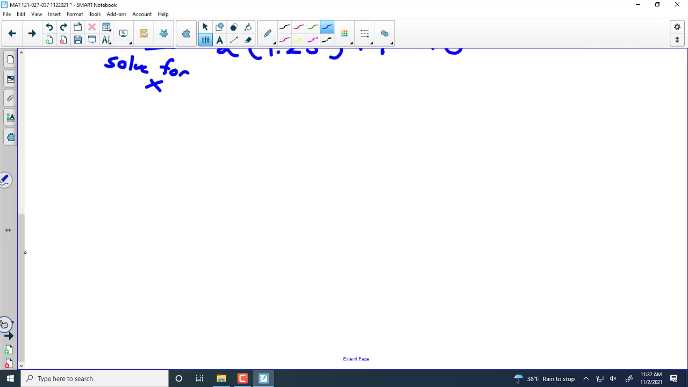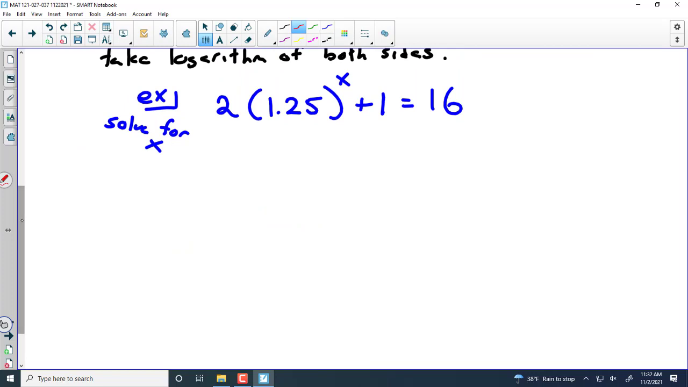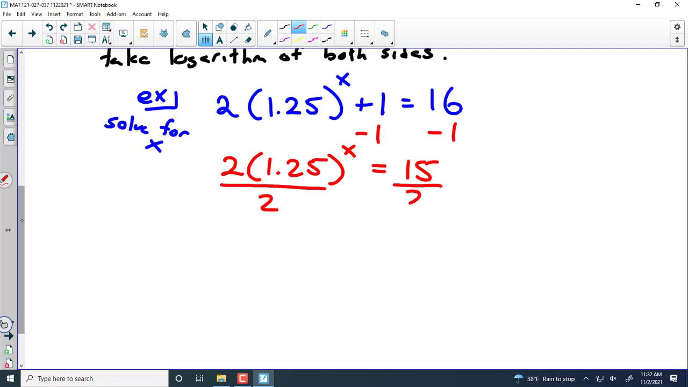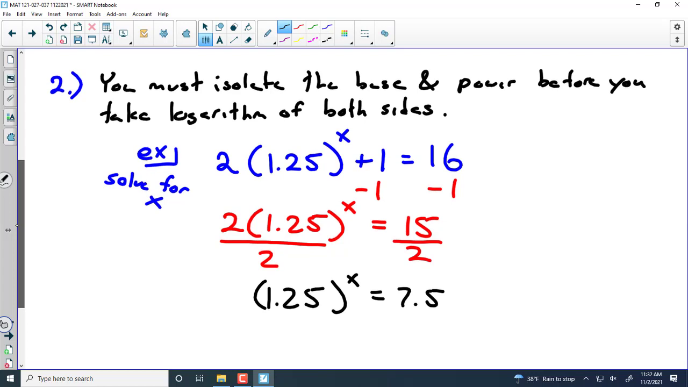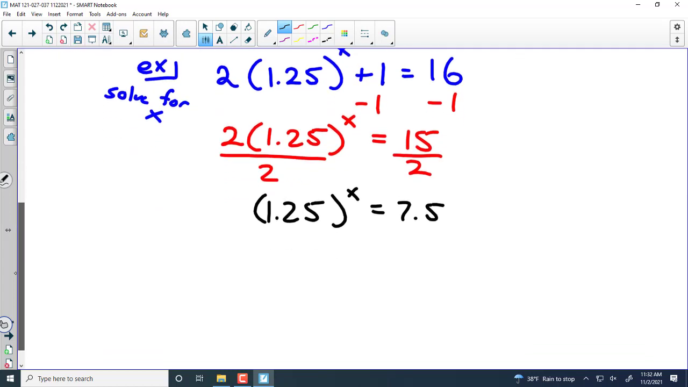So I'm going to start by subtracting 1 from both sides. And I'm going to show every little step here just so you're all very clear on what happens. And I'm going to divide both sides by 2. In that case, I find it actually easier to use the decimal 7.5. You must isolate the base and the power before you take the logarithm of both sides.